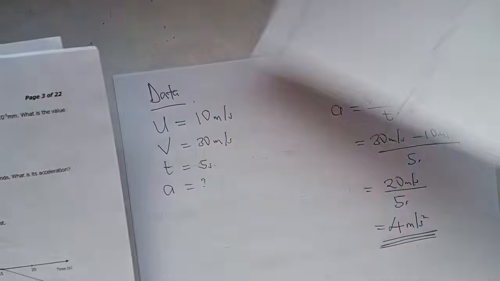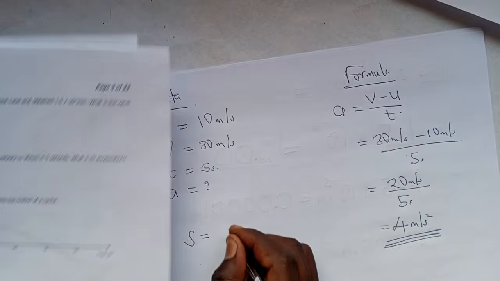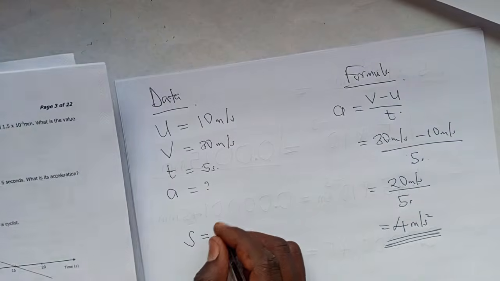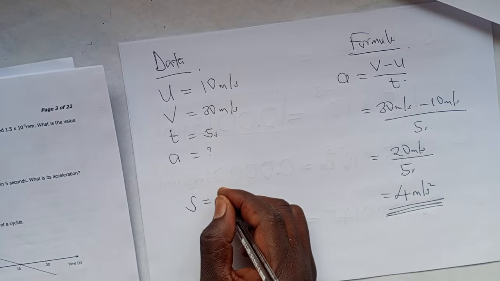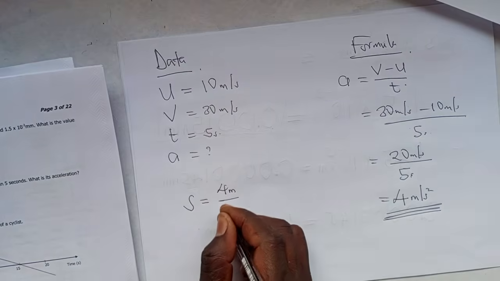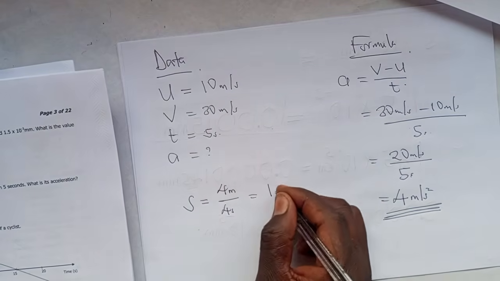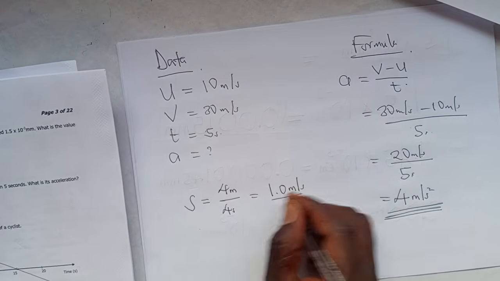So at that point you'll be able to say speed would be equal to, because that's what the question is asking us to calculate, displacement over time. Remember, displacement in this case is 4 meters divided by 4 seconds, and this is going to give us 1.0 or 1 meter per second.